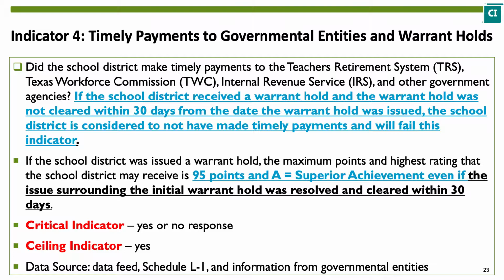Say, for instance, you owed money to the IRS and you didn't make your payment. Y'all laugh, but there are districts who owe money to the IRS. They do not make those wage withholding payments on time. What happens with this indicator? You would fail. You would get an F. F equals substandard because you did not make timely payments. This second part is only if you had a warrant hold. So right now, as it's codified, you would fail, but you have the right to an appeal.